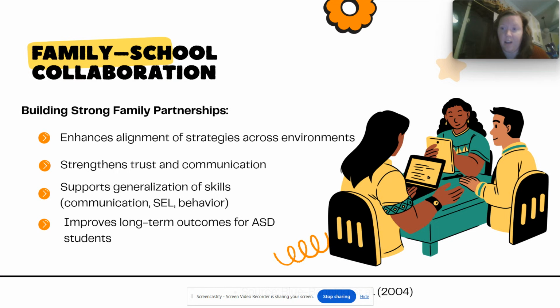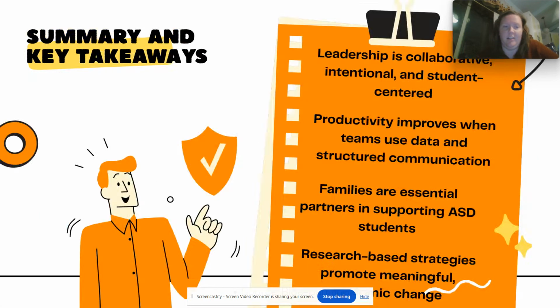Part of why we should collaborate between families and schools is it enhances alignment of strategies across environments, builds that generalization, as we're going to talk about later. It strengthens trust and communication, supports generalization of skills and expectations, and it improves the long-term outcomes for students with autism. Having families working together with schools is so important.